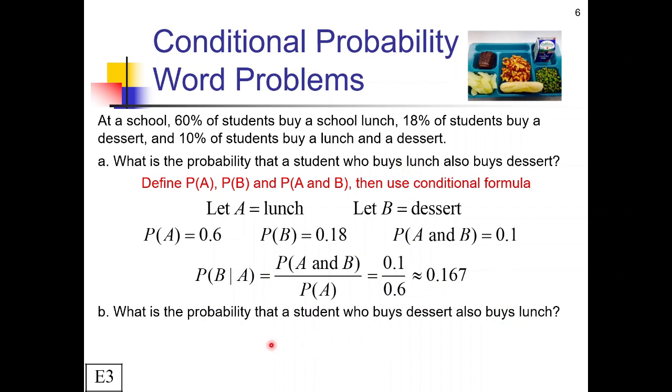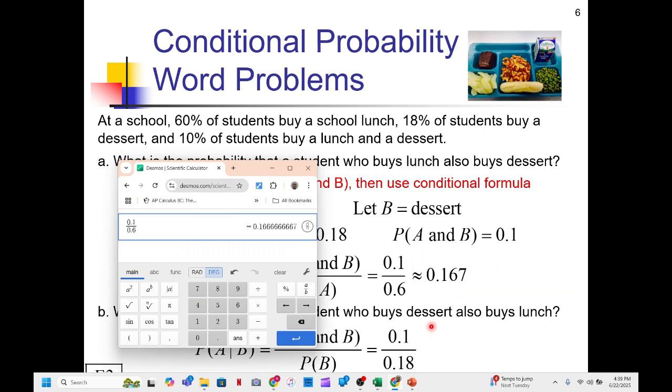All right, so let's see how that worked out. Now we're looking for P of A given B, given that we bought dessert. So we're still going to have P of A and B. That doesn't change. But now we're dividing by P of B because we're given the other event here. So this time we're doing 0.1 divided by 0.18. And if we plug that into the calculator, I'm just going to change this 0.6 to a 0.18. That comes out to about 0.556.